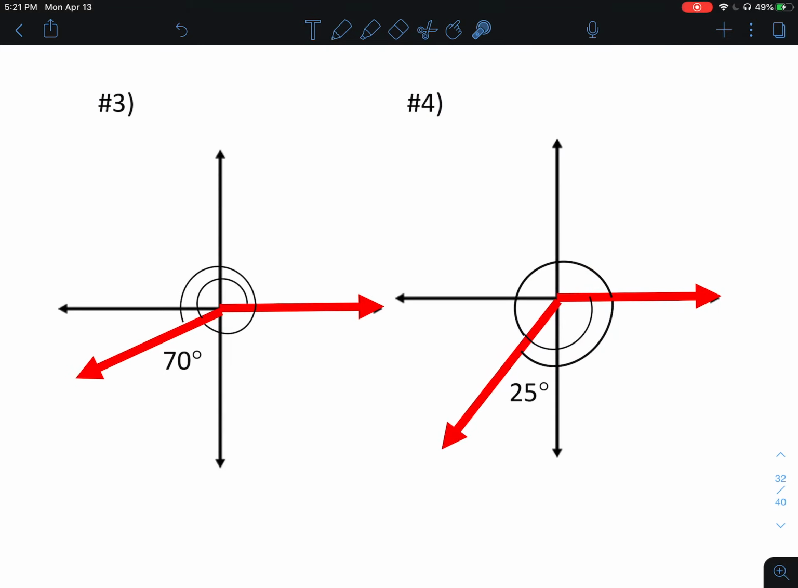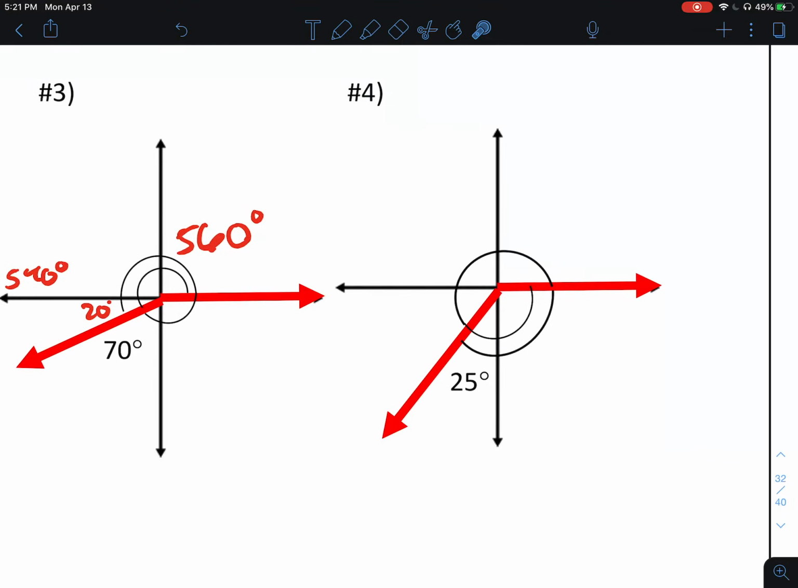Number 3, this is a complete revolution to here, that's 360. If we go here, it's 90 more, that's 450. If we go here, it's 90 more, so now we're at 540. And then this whole thing is 90. We've used 70 of it. So how much is left here? It must be 20. That makes this whole angle 560 degrees.